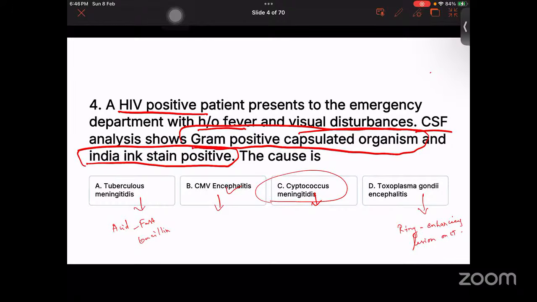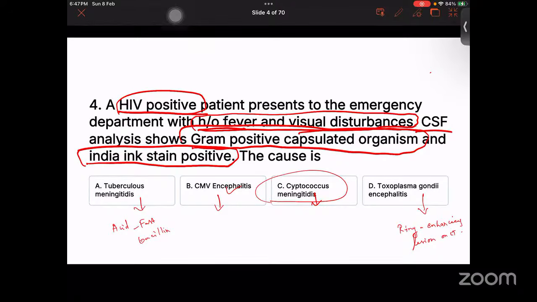The first clue in the question is the HIV positive patient. So the patient's immune system is compromised. The patient is immunocompromised. He has a fever and visual disturbances. That could be meningitis. So the doctor ordered the CSF, and the CSF showed a gram-positive capsulated organism with India ink stain positive. Okay, we got another clue. So the options here are tuberculosis, CMV, cryptococcus, toxoplasma.